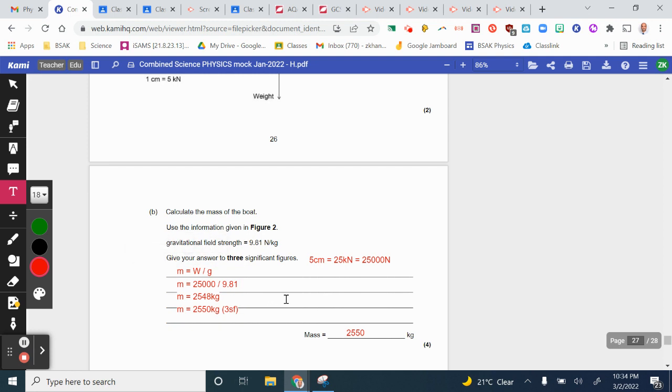2,548 kilograms. Now, it says give your answer to three significant figures. That's four significant figures, so I'm going to round it to three, so it's 2,550. 1 mark for finding this force here, 25,000 newtons from the scale. 1 mark for this rearrangement, 1 mark for this answer, and 1 mark for the answer rounded.